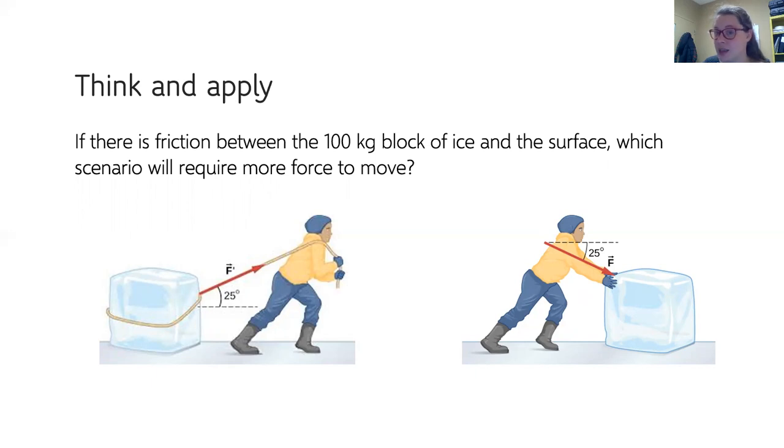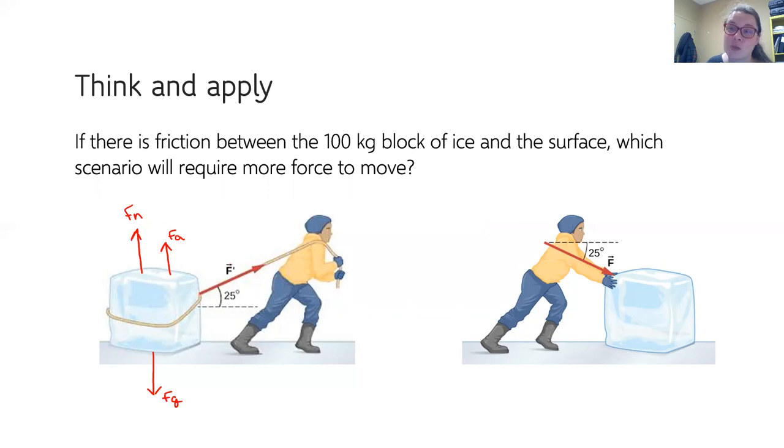If the block is the same weight, we know the force of gravity is identical. The only thing that's going to change this is how my push impacts the normal force. So let's just quickly diagram, and we're not going to do any math, we're just going to think and apply. We have gravity pulling downwards. We know that a normal force balances upwards. But there is also my applied force that's upwards, that perpendicular upward force.